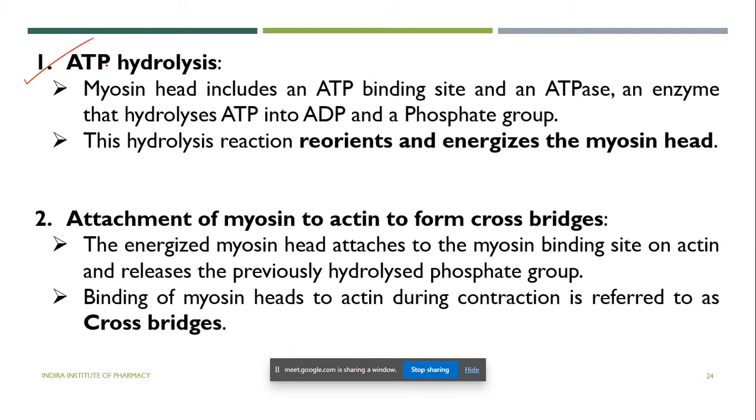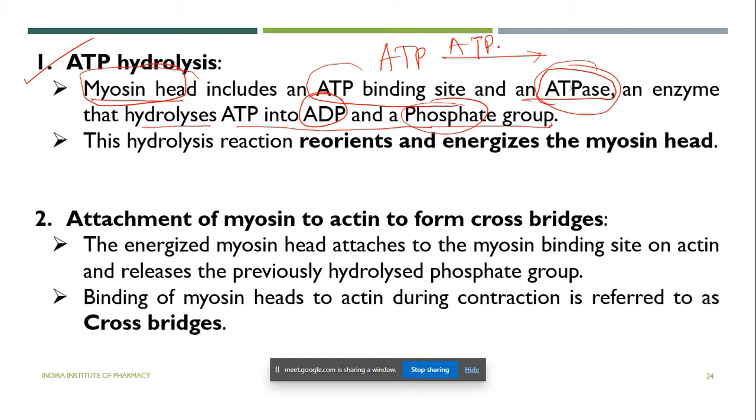The first step is ATP hydrolysis. The myosin head includes an ATP binding site and an enzyme known as ATPase, which hydrolyzes ATP into ADP plus phosphate group. Where is this enzyme present? On the myosin head. ATP binds to the site on the myosin head which has the enzymatic activity, that is ATPase activity, which breaks down ATP into ADP plus phosphate. We can write this as one chemical reaction: ATP in the presence of ATPase gives rise to ADP plus phosphate.